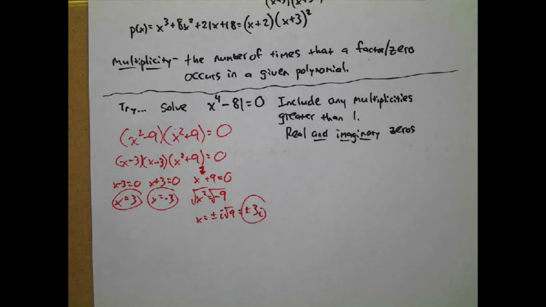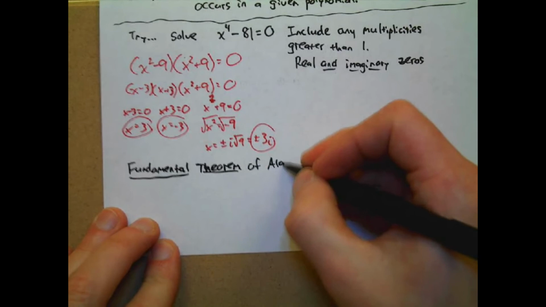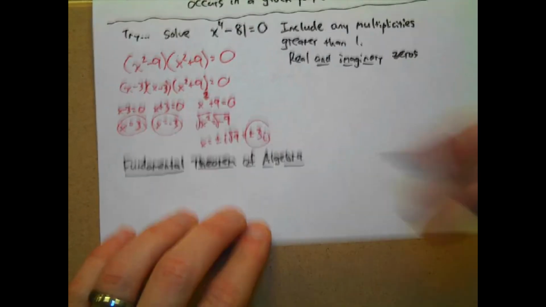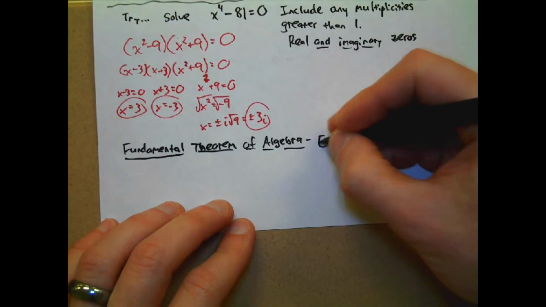Okay? So, this idea of having the number of zeros be equal to the degree is something called the fundamental theorem of algebra. So this is a big important theorem, although it doesn't really seem that impressive. Okay, and so I'm going to write it out just because it's a fundamental theorem. It's an important theorem, but it's not really that surprising.